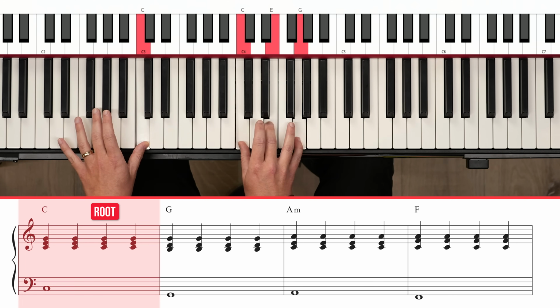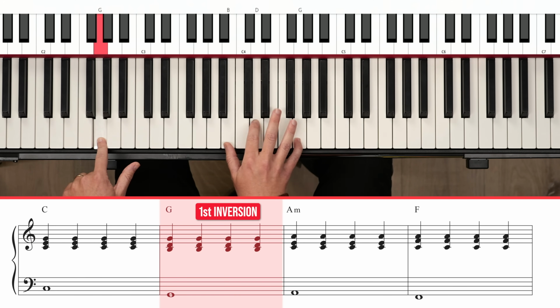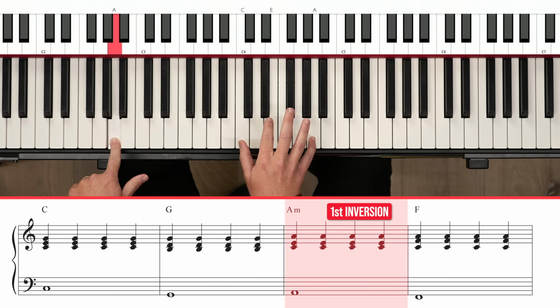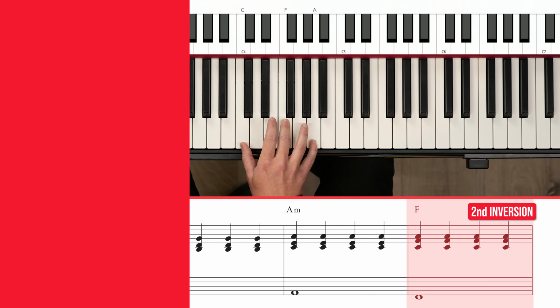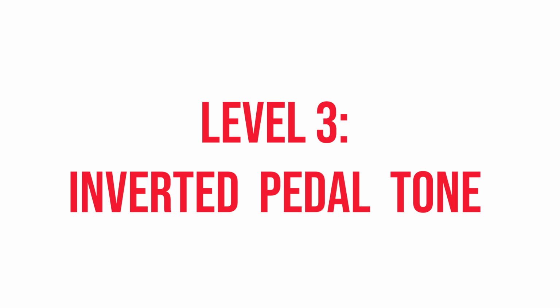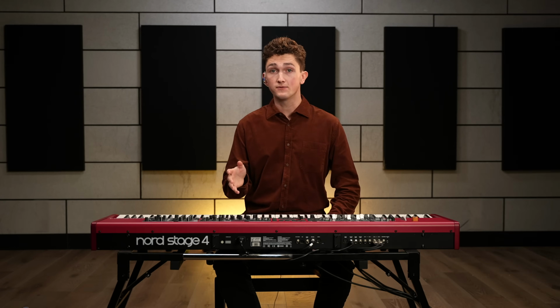So C in root position, G in our first inversion, A minor in our first inversion, and remember we just have to move one note to get to the F, which is in our second inversion. So now we're going to move on to level 3 of our 1-5-6-4 chord progression.